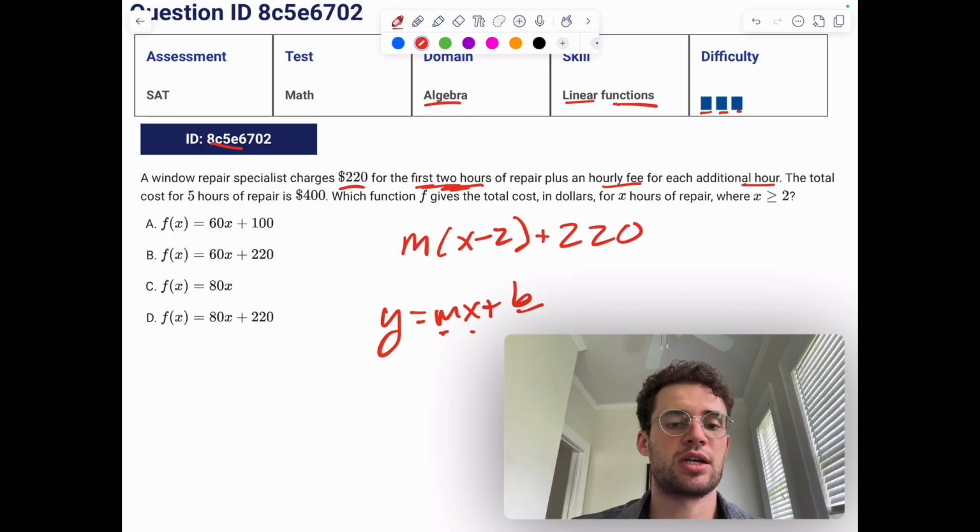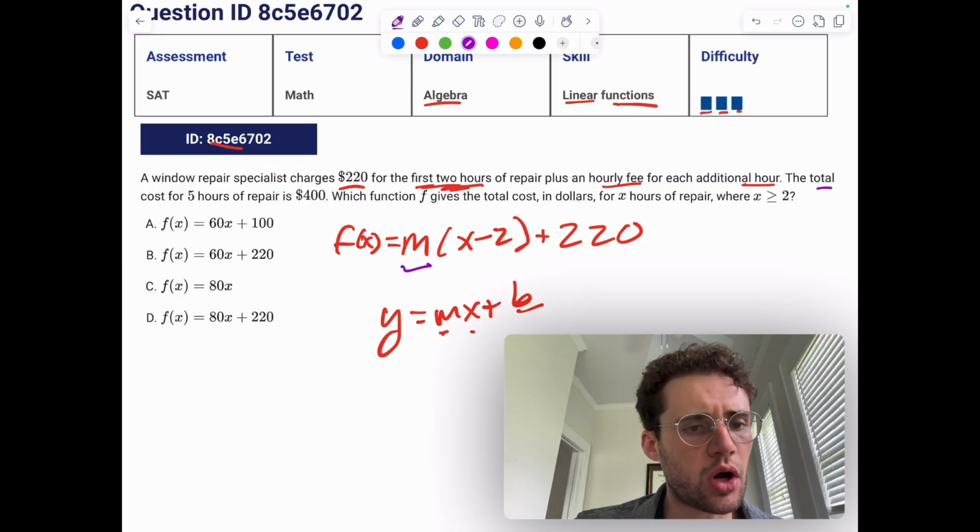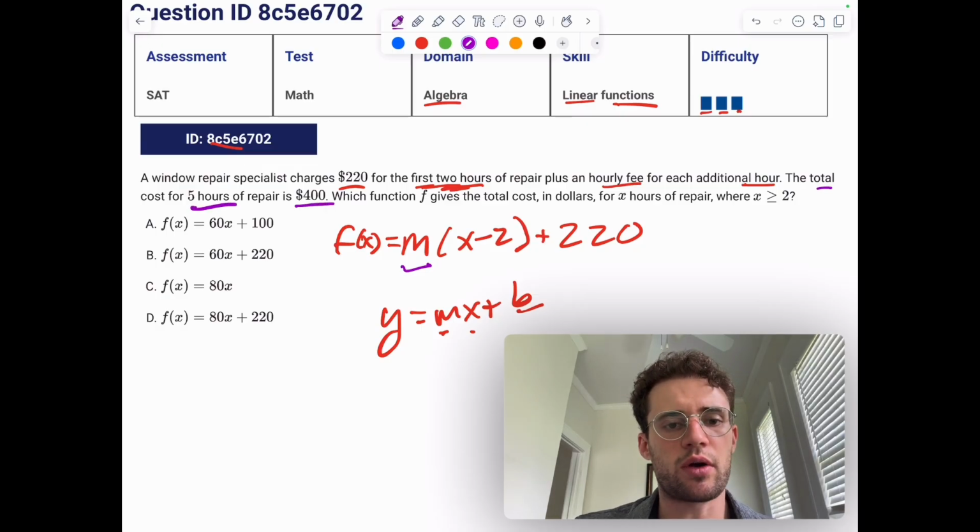So we can write it like this, where f of x is equal to m times the quantity x minus 2 plus 220, m being the slope, right, the hourly charge. So they say the total cost for 5 hours of repair is $400. So when x is 5, f of x, like the output, would be 400. You can use that to solve for what the m value is.